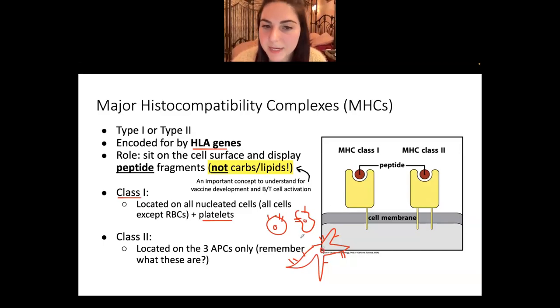It's not like the APCs only have class 2. No, the APCs have class 1, but they also have class 2. And they're the only ones that have class 2.